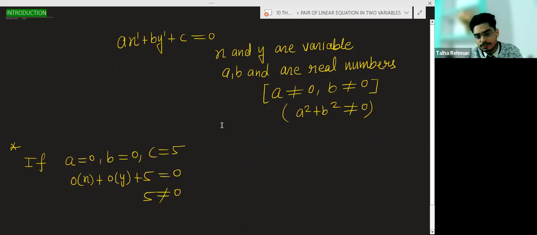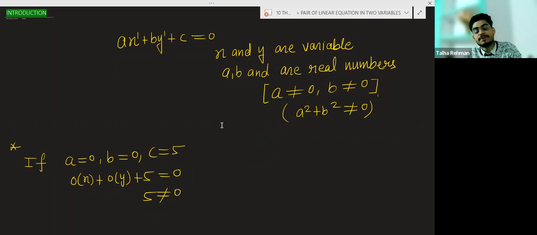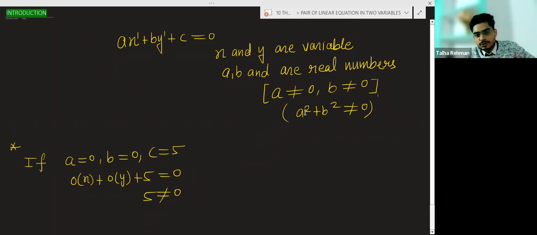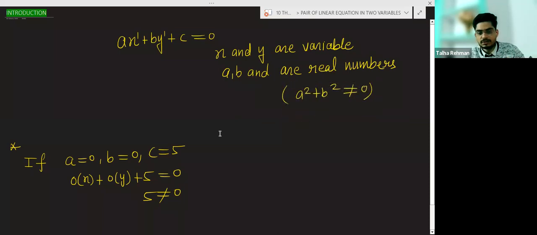a cannot be 0 separately, b cannot be 0 separately, but simultaneously they cannot be 0. So this is the form. If a and b simultaneously become 0, then this whole term will become 0 and here it is not equal to 0. Okay, now I think you have an idea of what I want to say.